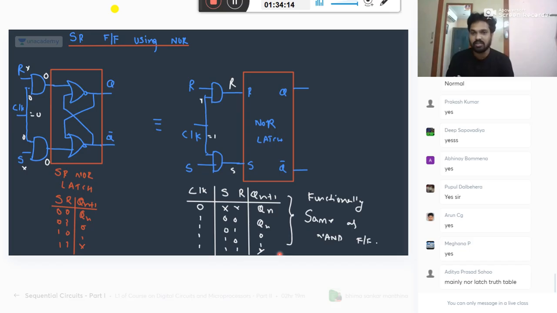So from now onwards, if I say flip flop, you need not get the doubt whether it is active high or active low, whether it is NAND gate or NOR gate. Don't worry about it. This is the standard for SR flip flop. Someone asked me earlier, sir, nothing specified what to do. This is the truth table now. Whether he specifies something or nothing, this is the only truth table of SR flip flop.